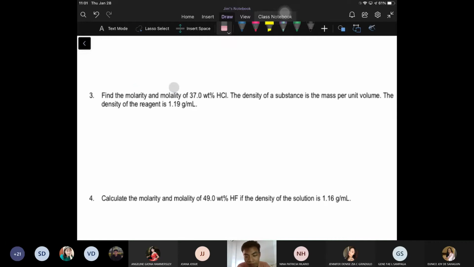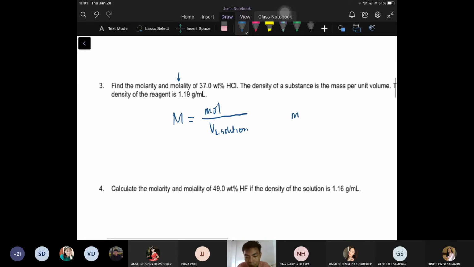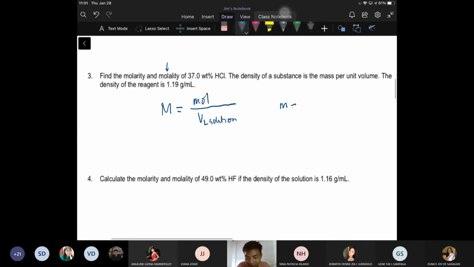Okay. So to give you an idea how different yung dalawa, ano yung similarity nila, ano yung difference nila, ganito. Yung molarity, capital letter M yan. Okay? So that's mole per volume in liters of the solution. Pag molality naman, that's small letter M. Molality.